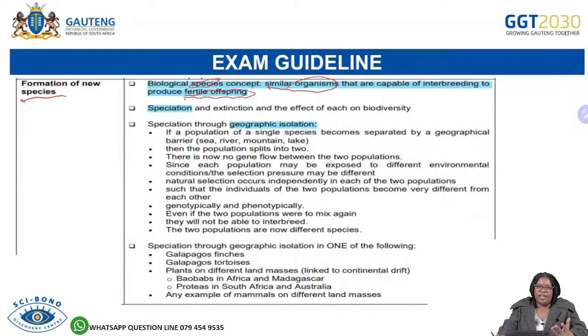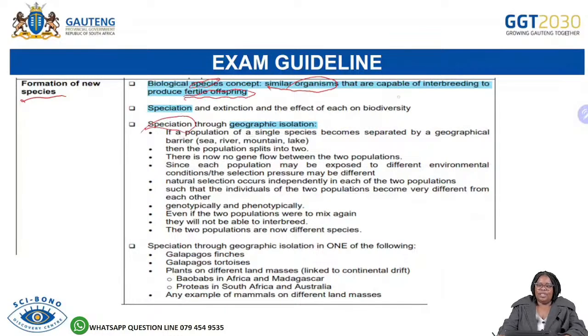So, if you are given a species, you must think of organisms that can interbreed together to produce what? Fertile offspring. Now, we're going to look at the formation of new species through speciation, right? What is speciation? So, this is another new term for you. Now, with speciation, we are going to look at speciation through geographical isolation, right? So, speciation results in the formation of what? New species. When it has taken place, it will result in the formation of new species, right?